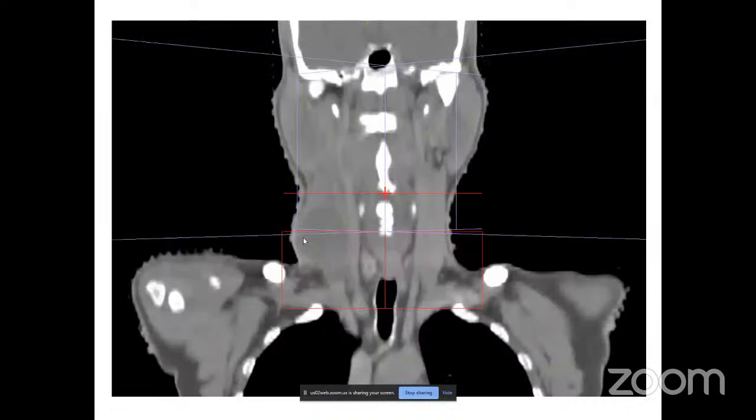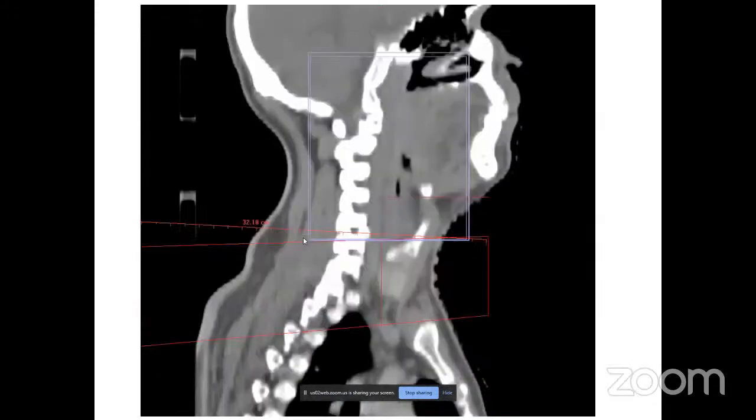So how can we come across this kind of issue? For that, we need to add another lower neck, anterior neck portal. So here we can treat the same patient with 3 beams, 2 bilaterals and 1 lower anterior neck portal.